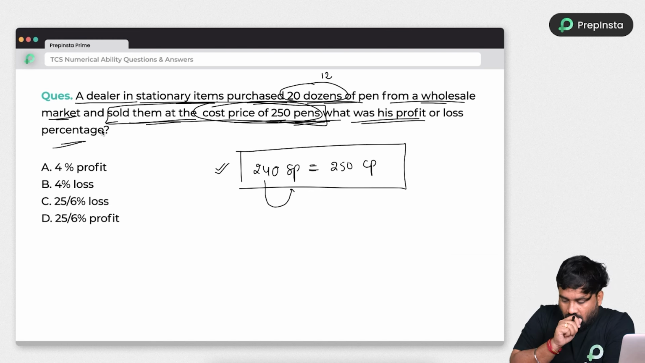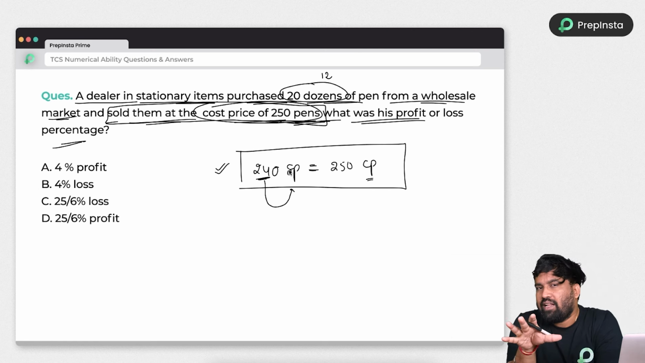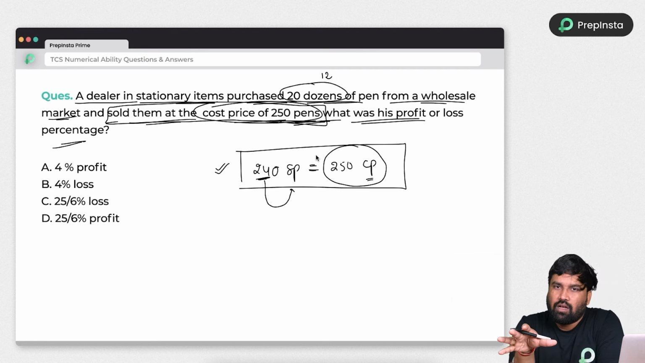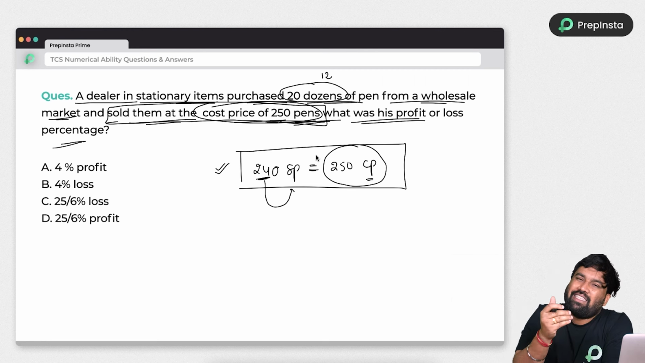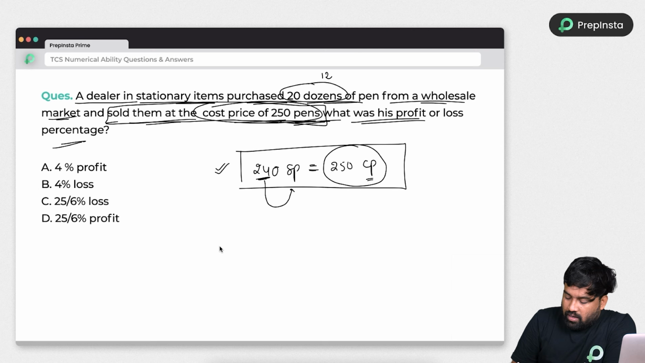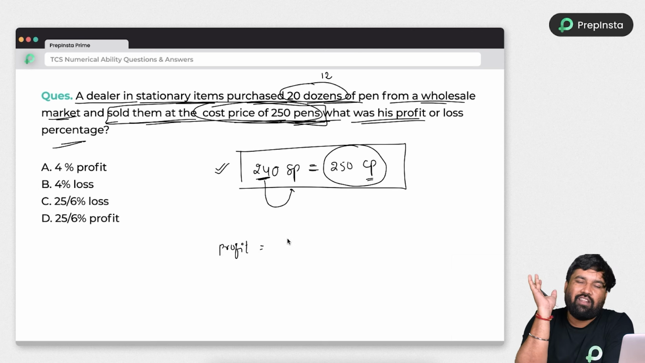So just look here. What happened? I invested some amount on 240 pence, but I got back 250 pence by selling. So I am left with 10 pence. Imagine it like this: I invested 240 pence cost, and I got the money by selling at 250 pence, such that I am left with 10 pence. That is called profit. So simply, profit is our case. Then what is the formula? Simple formula for this type of problems.